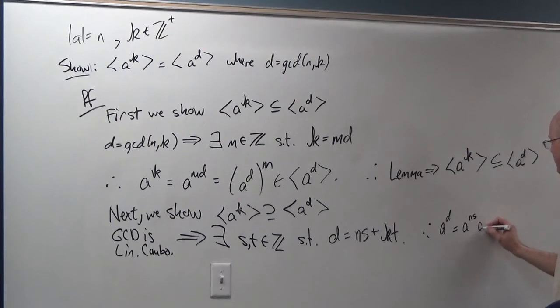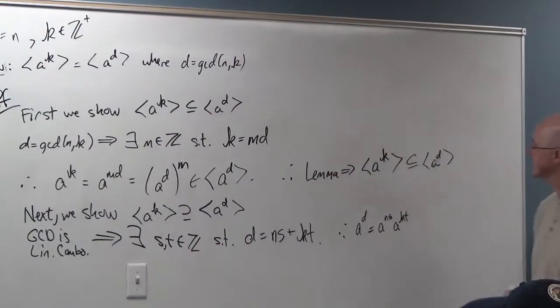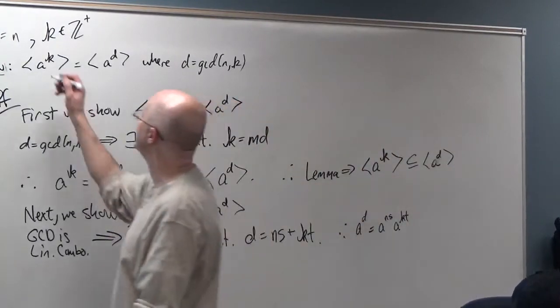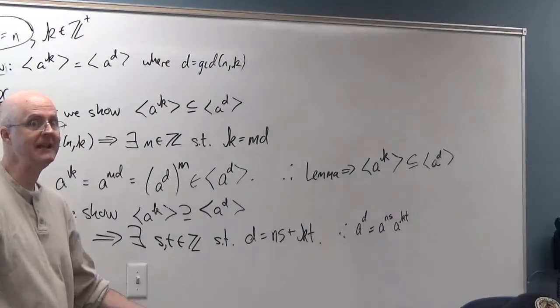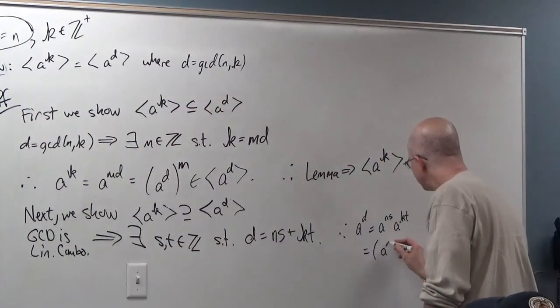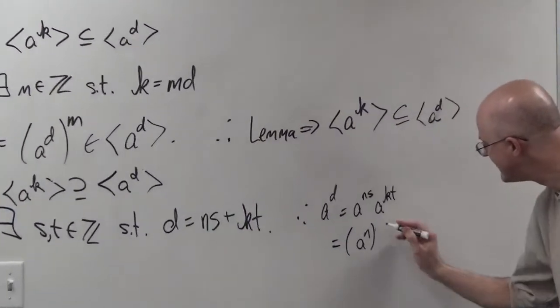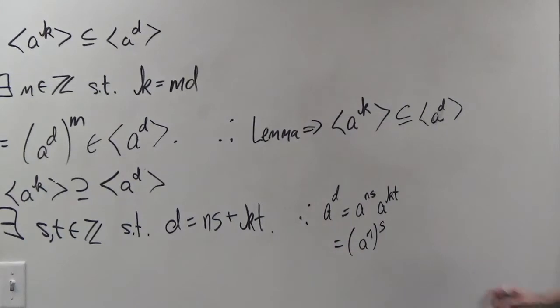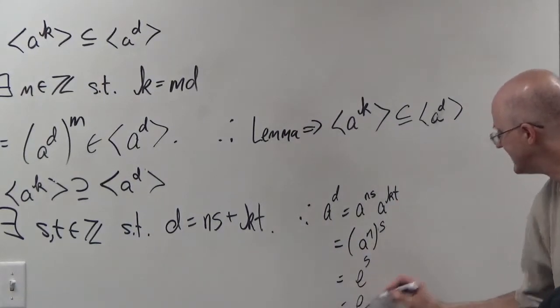Using a property of exponents, we can write this. Now probably we need our assumptions. We are still assuming that the order of A is n. And I see an A to the ns there. I bet that turns into an e. Yes, it does. Oops, not there though. What about that one? So this is going to be e to the s, which is e.